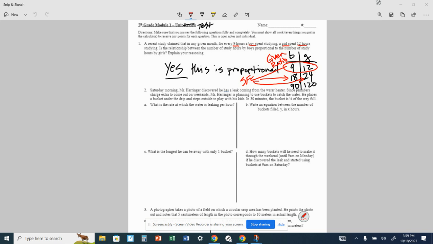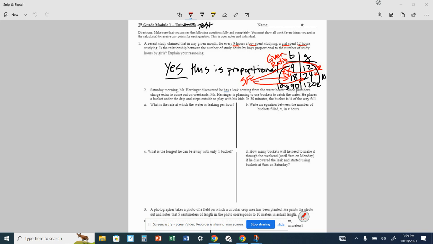So case in point, 9 to 18. 9 times something is 18, or 18 divided by 9 is 2. So my scale factor here is 2. And if I use the same scale factor of 2, 12 times 2 is 24. So that would be a matching scale factor. If I look at 9 and 90, 9 times something is 90, or 90 divided by 9, that's a scale factor of 10. And if I use that same scale factor, 12 times 10 is 120.